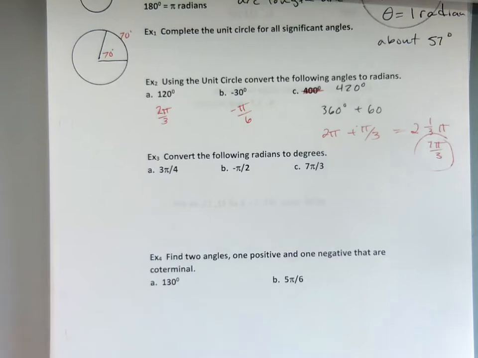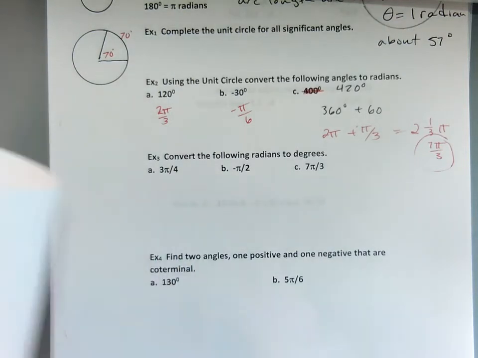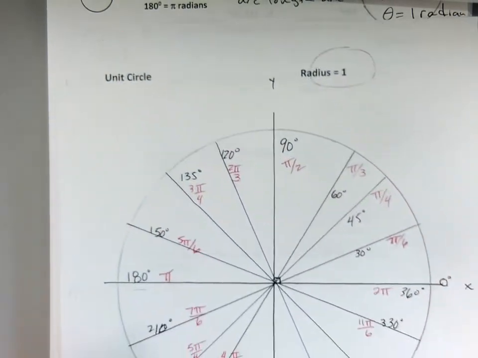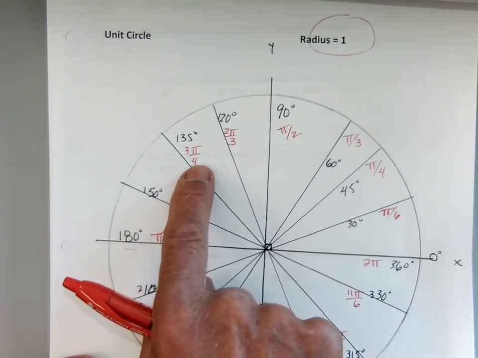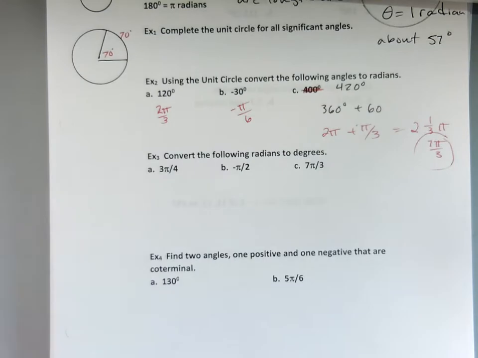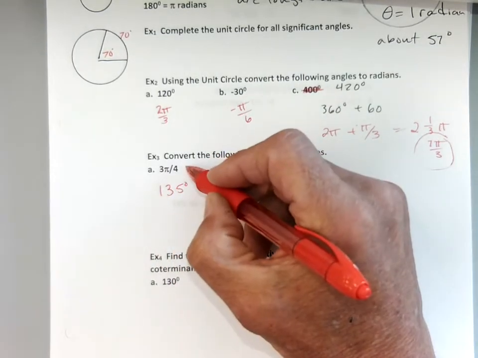Now example 2. These are my radians. Let's use our unit circle and convert them. So 3 pi fourths. There it is. That's my radian. What's the degree? 135 degrees. So same angle, one in radians, one in degrees.